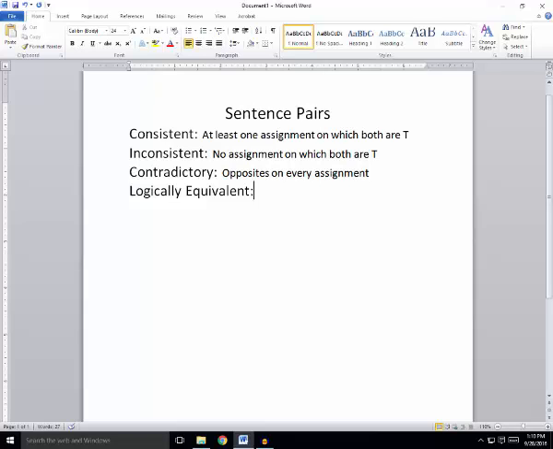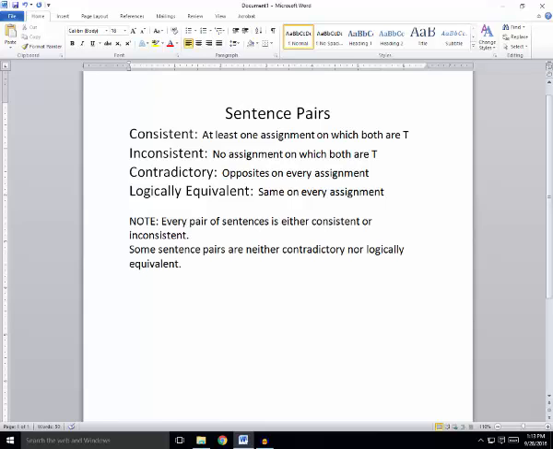And finally, to say that a pair of sentences is logically equivalent means that they are the same value on every assignment. They have the same truth value on every assignment. And notice how this means any pair of sentences from our system that you pick will be either consistent or inconsistent. They don't have to be contradictory, and they don't have to be logically equivalent either. They may or may not be one of those things. Now, I want to pay special attention to the last possibility, that you have a pair of sentences that are logically equivalent. That's going to be more interesting to us than some of these other possibilities for various reasons.